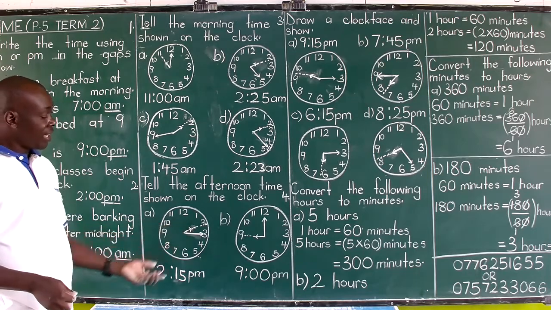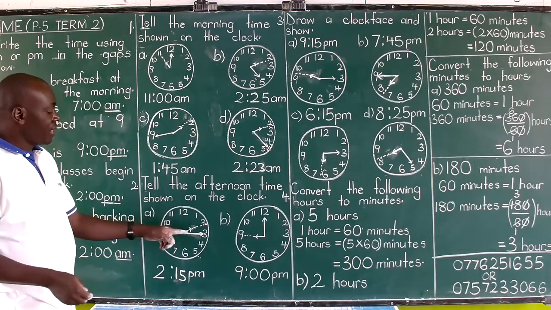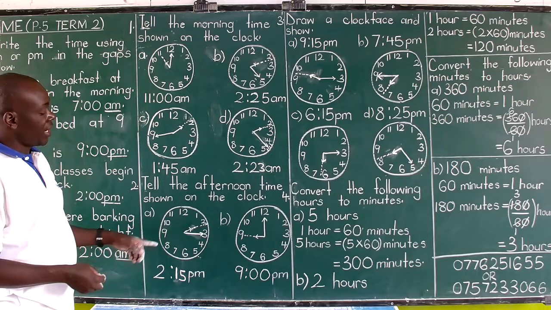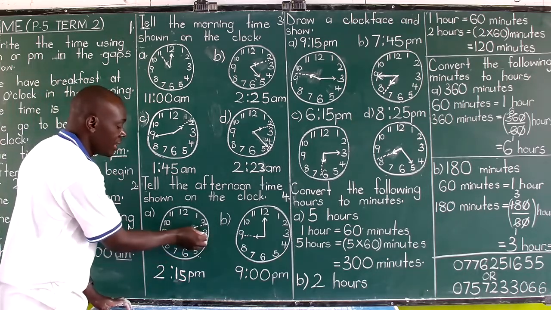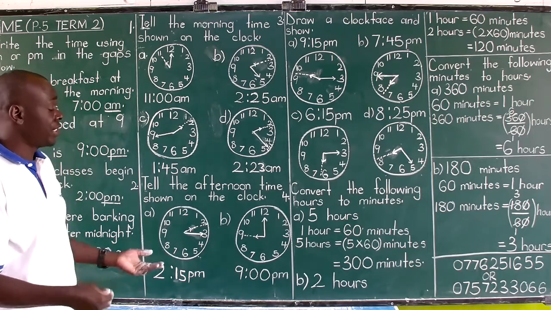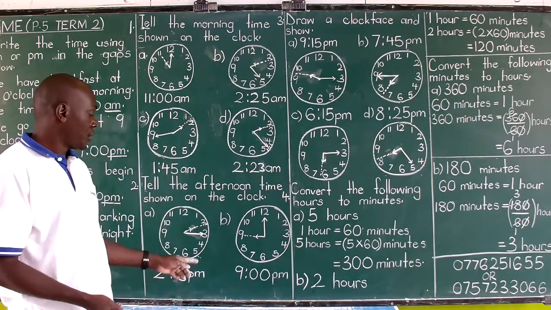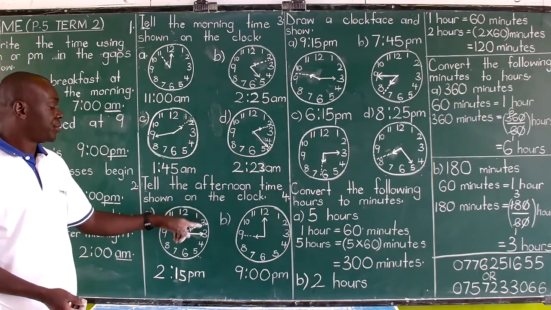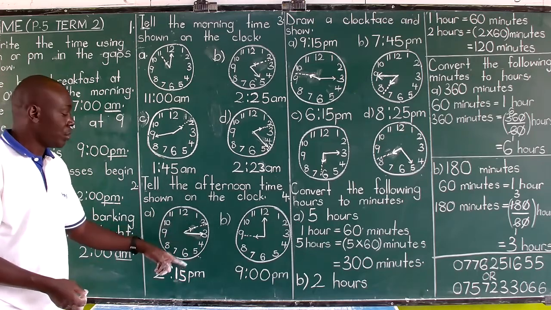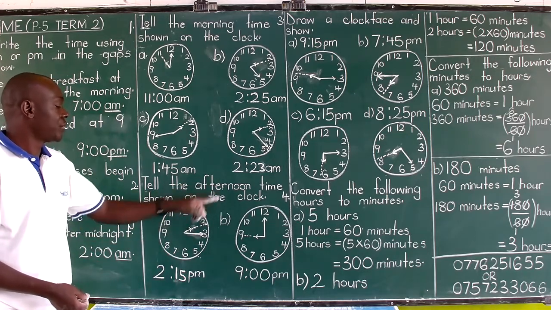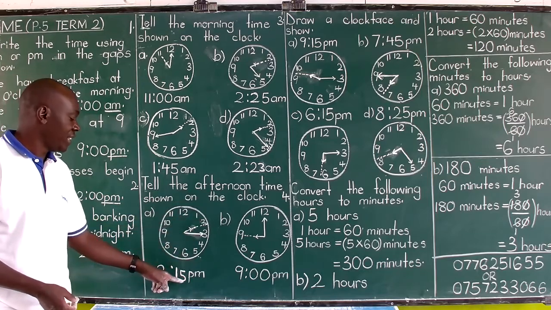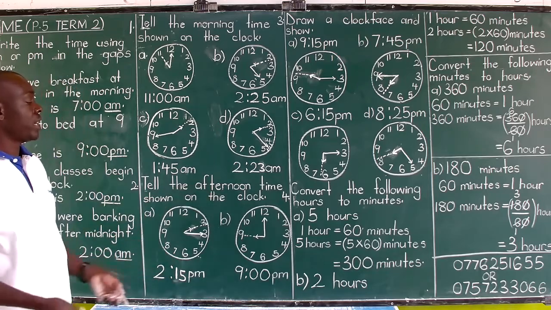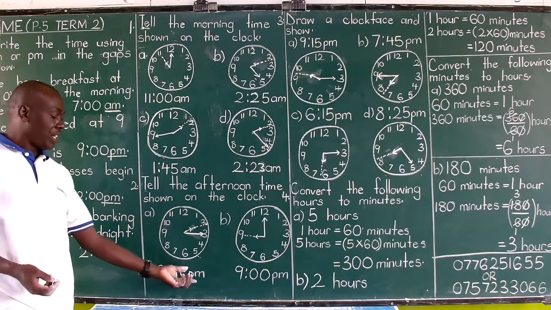So part A, you are telling this time. I said the shorter hand counts the hours and the longer hand points the minutes. So the longer hand now points at 3, just multiply 3 by 5. Good. 3 times 5, 15. So 15 minutes have gone past our second hour. So it is 2:15 in the afternoon. So 2:15 PM. We don't put AM when you say afternoon. So that is 2:15 PM.